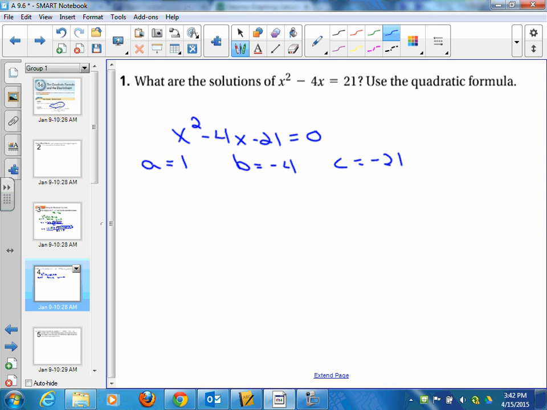One of the more common mistakes is students don't move everything to one side, and they would have used a positive 21 as your c value as opposed to a -21, and then you get the wrong answer. All right, now you already have the quadratic equation written in your notes, so I'm not going to write that out again, but what I will do is put open parentheses in all the spots.